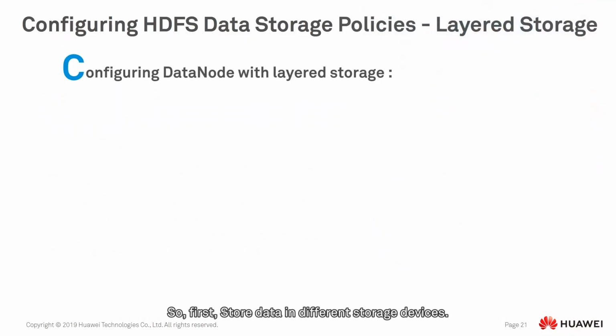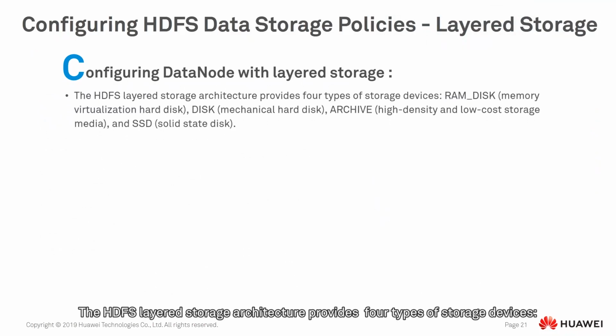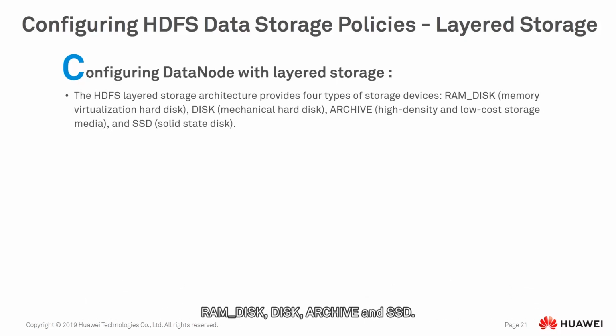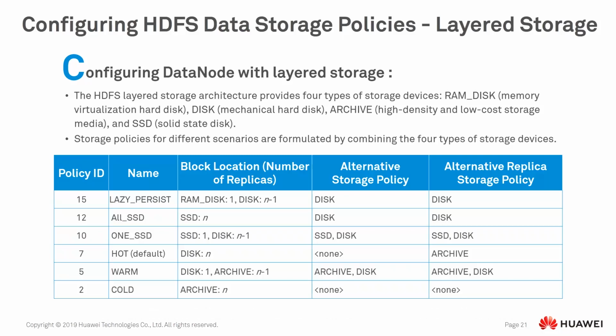So first, store data in different storage devices. The HDFS layered storage architecture provides four types of storage devices: RAM disk, disk, archive, and SSD. We can make storage policies for different scenarios by combining these four types of storage devices. Take the lazy persist policy as an example. Assume that the configured number of block replicas is 3, the first replica is written to RAM disk and the other two are written to disk.